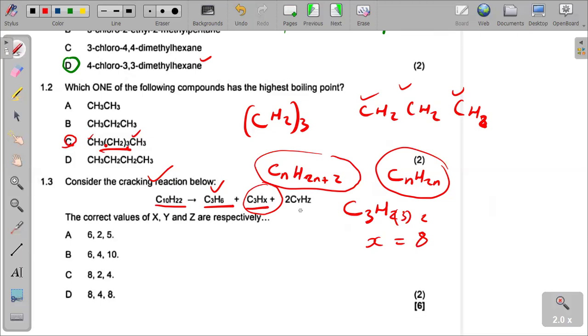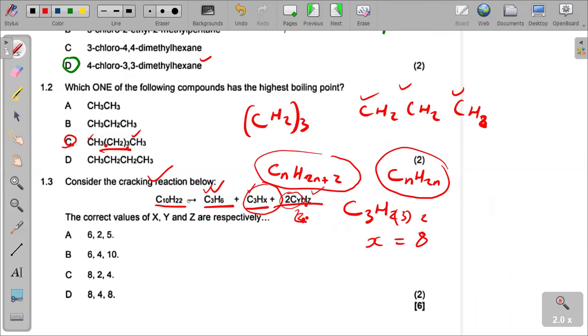Then here we now see 2CyH2z, right? To identify Y, we are checking how many C atoms are left. We have 3 here, we have 3 here, and in order for them to be balanced with the ones on the left-hand side, which are 10, we expect the remaining to be 4, because 3 plus 3 is 6 C atoms. So for a balanced equation, there are 4 remaining. So Y should become 2, so that 2 times 2, the C atoms become 4. Y is 2.